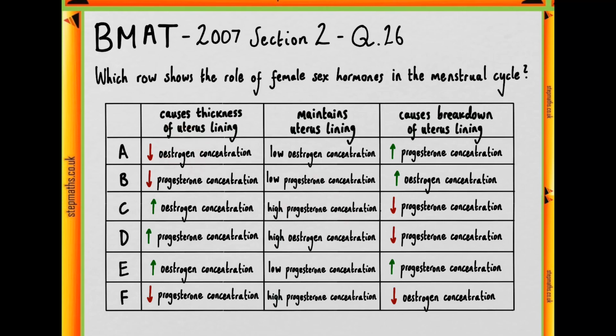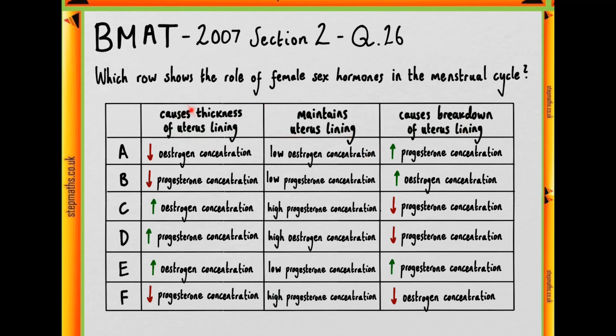So, we need to recall what the role of each of these are in relation to three distinct events. Firstly, the causing of the thickness of the uterus lining. Secondly, the maintenance of the uterus lining. And finally, a breakdown of the uterus lining. So, what we should be able to notice immediately is that this is in chronological order in the menstrual cycle.